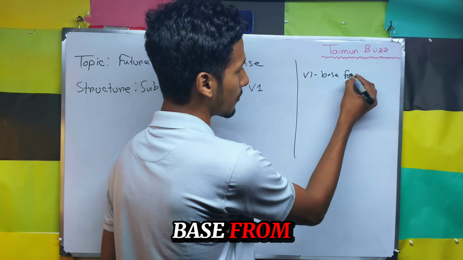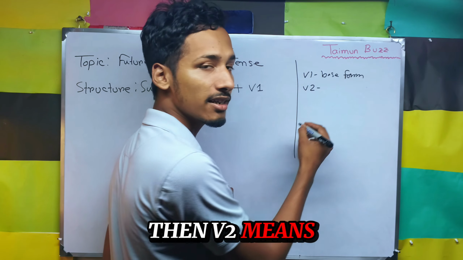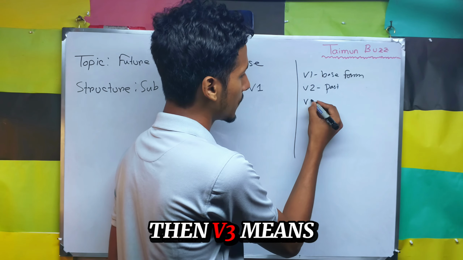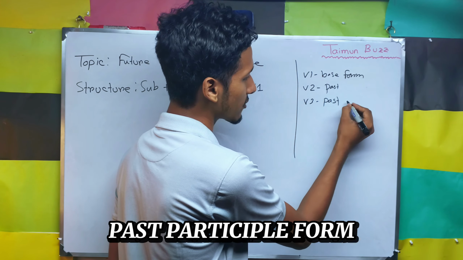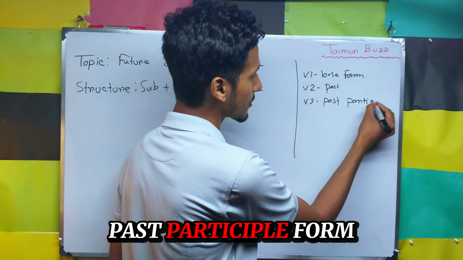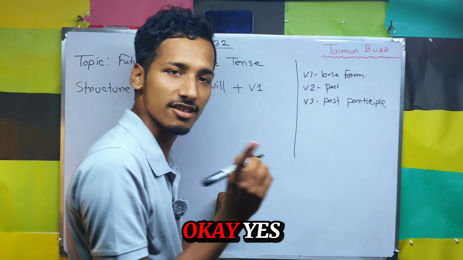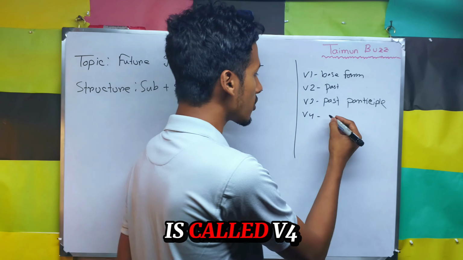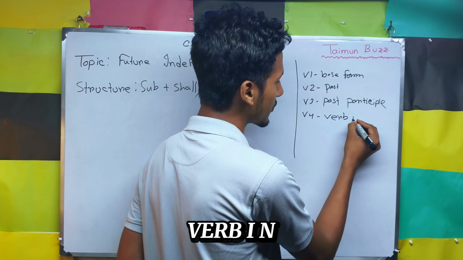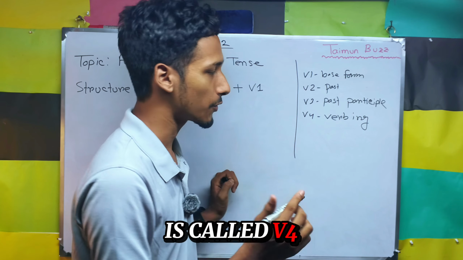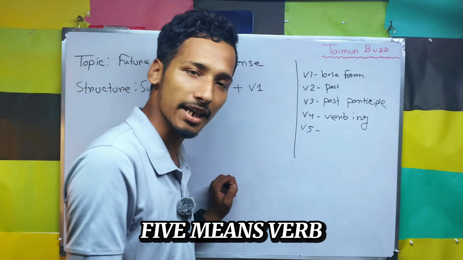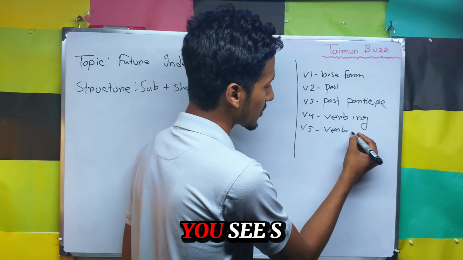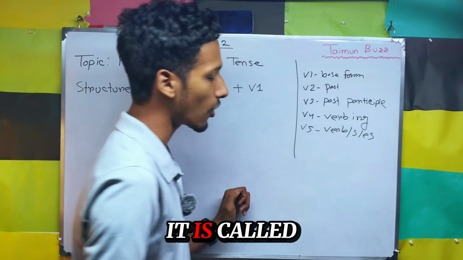Then V2 means past form. V3 means past participle form. Then V4 means verb-ing. It is called V4, verb-ing. Then V5. V5 means verb-s or -es. With a verb, when you see -s or -es, it is called V5.